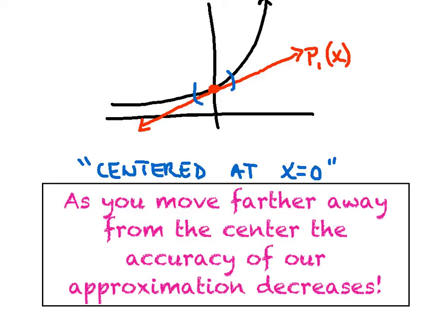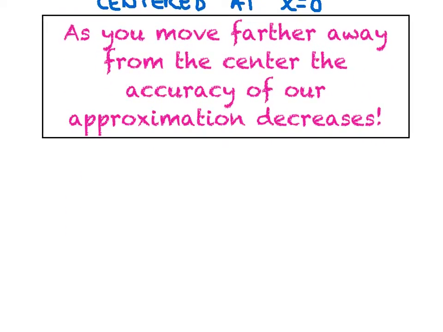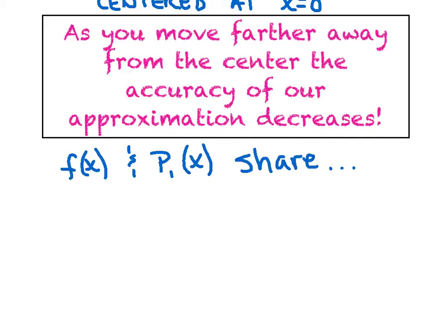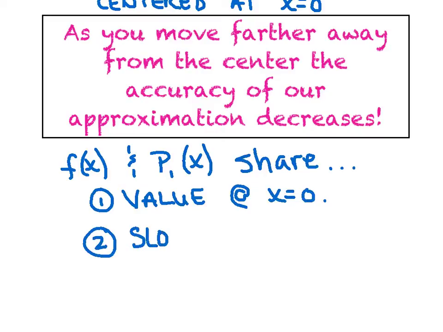Okay. A few other things that are really important to note here is that f of x, the original function, and our first degree Taylor polynomial share two things in common. What do they share? Number one, they share the same value, aka y-coordinate, at x equals 0. And number two, they share the same slope at x equals 0. Okay? And that's what makes it a good approximation at that point of tangency.